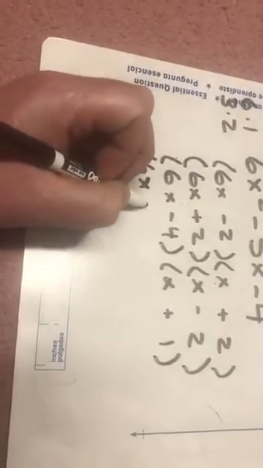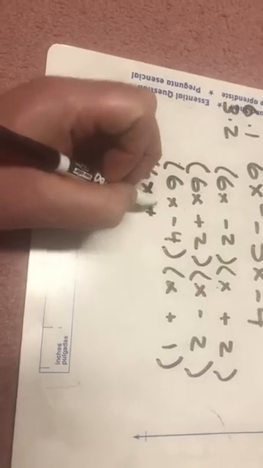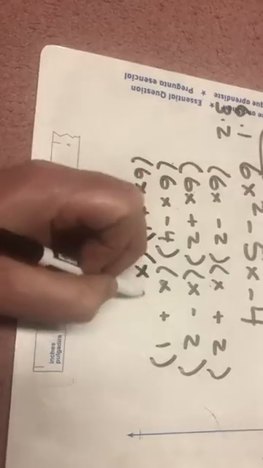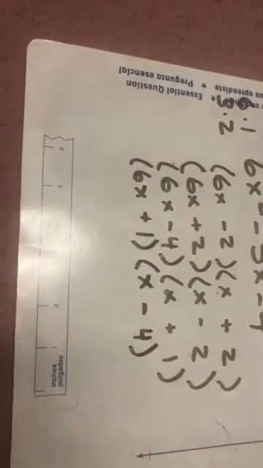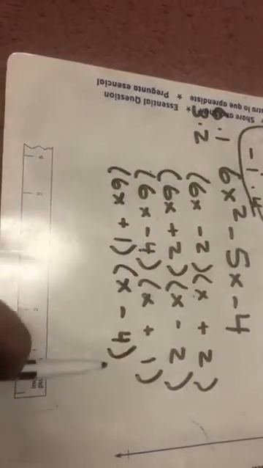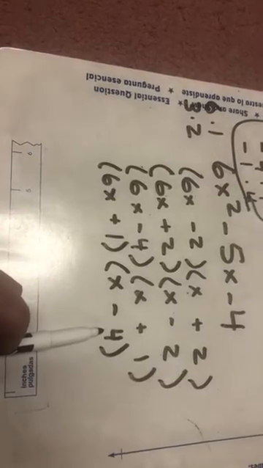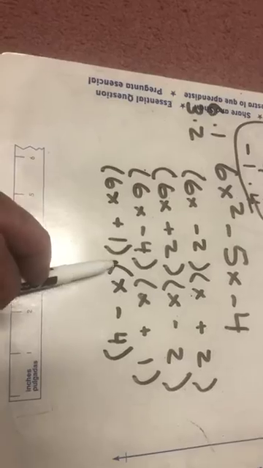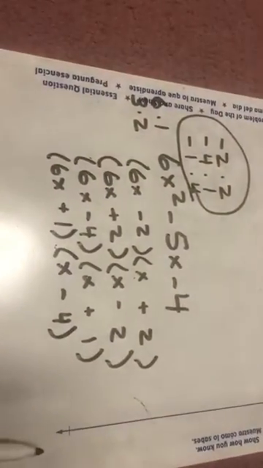6x plus 1, x minus 4. 6x times a negative 4, well, that's negative 24x. And then if I'm just adding 1x, that's negative 23. That's nowhere close to negative 5. Let's try negative 1 and 4.